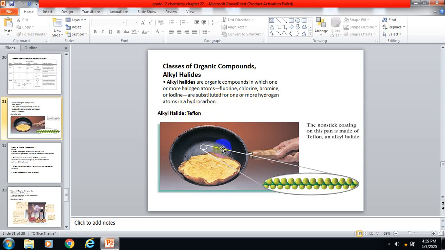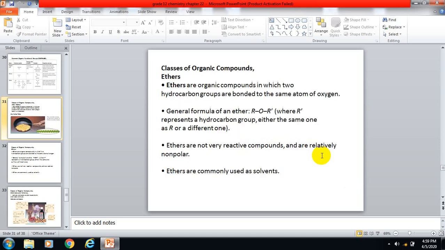Look at Teflon. The non-stick coating on this pan is made of Teflon, an alkyl halide substance. This one is non-sticky, so this is Teflon. Whenever you buy any utensil for your kitchen, ask for Teflon. If Teflon is mentioned there, it means it is from the alkyl halides, and the property is non-sticky. It will not stick, so you can cook your egg or omelette in the morning and it will not stick to the pot or utensil.